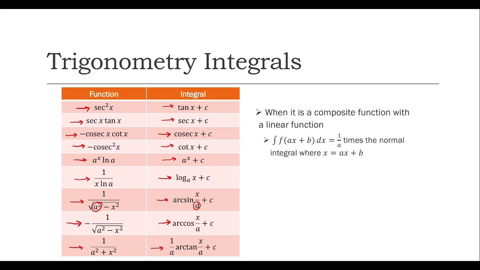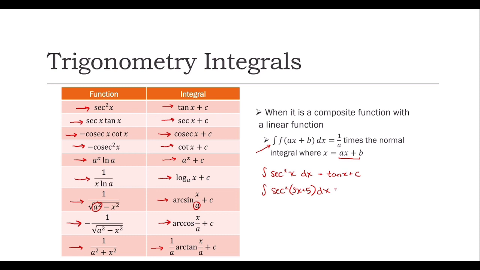So if we have any of these integrals and it's a composite function with a linear function, so if we had secant squared of x, for example, but instead it was secant squared of 3x plus 5, and we were taking the integral of that, then our integral will equal 1 over a times the normal integral, except that x will be ax plus b. So our integral of secant squared of x dx was tangent of x plus c.